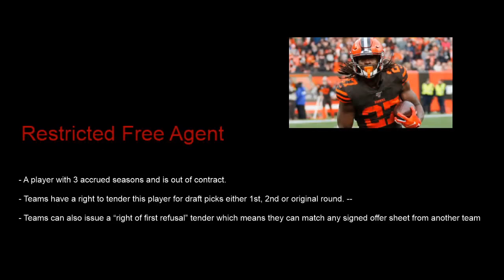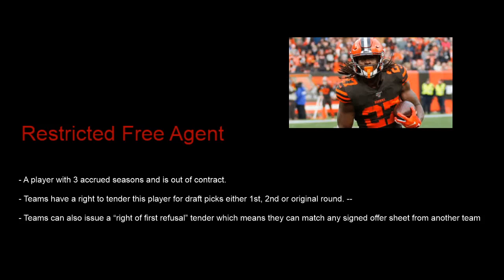We'll get to the next one, which is the restricted free agent. A restricted free agent is a player with 3 accrued seasons who is out of contract. Teams have the right to tender this player for draft picks, either first, second, or the player's original drafted round. Teams can also issue a right of first refusal tender, which means they can match any signed offer sheet from another team.